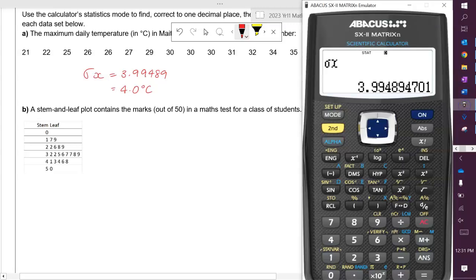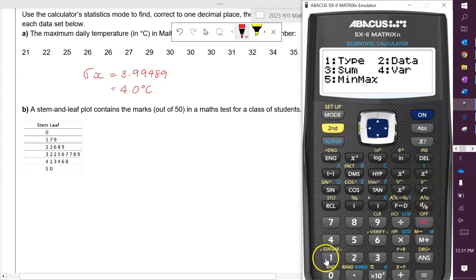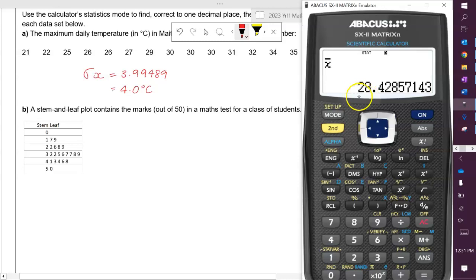So if I go back into my calculator, I can press AC again, and if I wanted to find the mean, I can go to mean, which is 2, and press equals. So my mean is 28.4, and you can see looking at the data that 28 is roughly in the middle there.